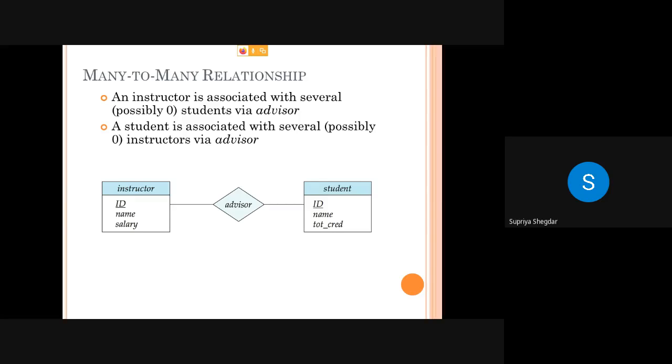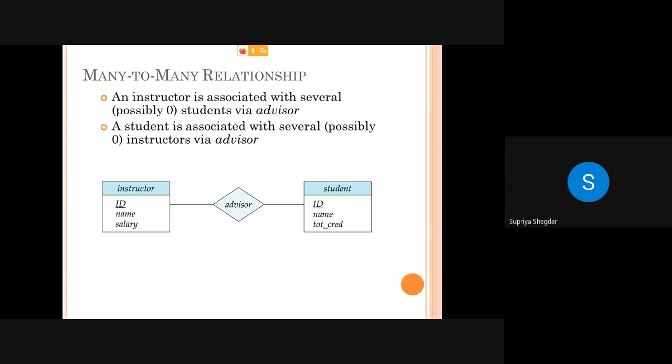And the last one is the many-to-many relationship. Here the instructor is associated with several students via the advisor, meaning the guide and co-guide can interact with a group of students, or multiple students. So it is represented with undirected lines.